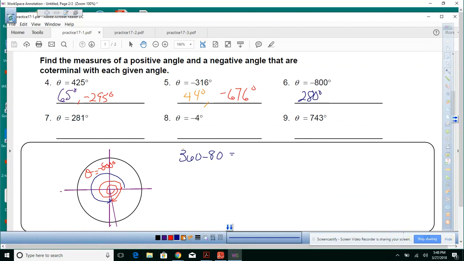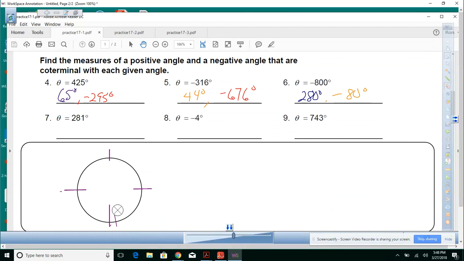Now I can also go straight from here to here. And that's just going to be negative 80 degrees. All right. Yeah, that's getting easier, I believe. I believe it's getting a tad easier.